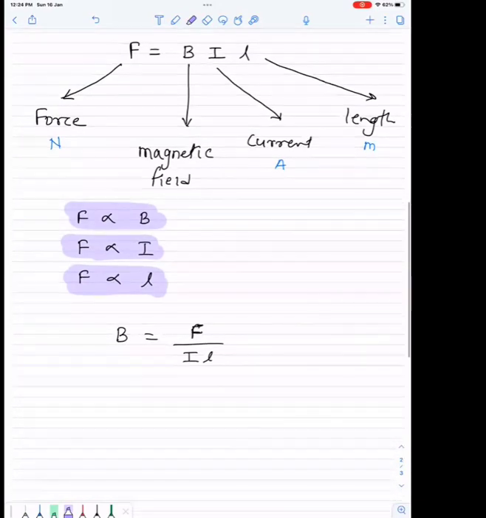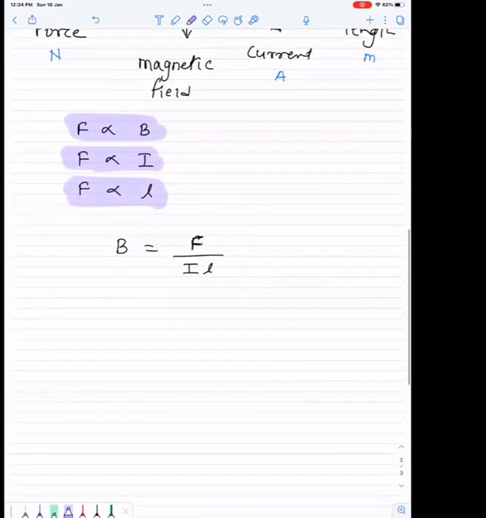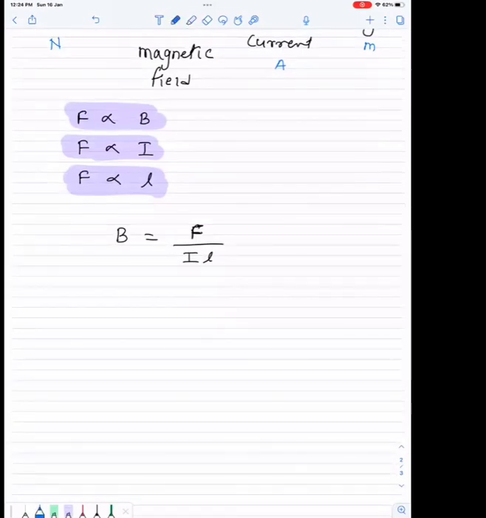Now we are going to use this formula to figure out the units of magnetic field. So if you realize, what is the unit of force? Newton per ampere and per meter. Anybody have doubts on how to identify them? So it's Newton upon ampere upon meter, Newton per ampere per meter.